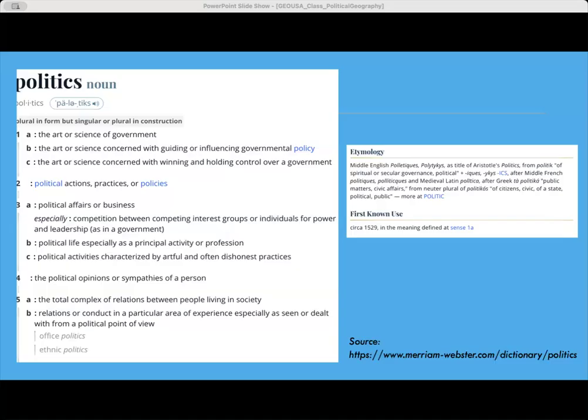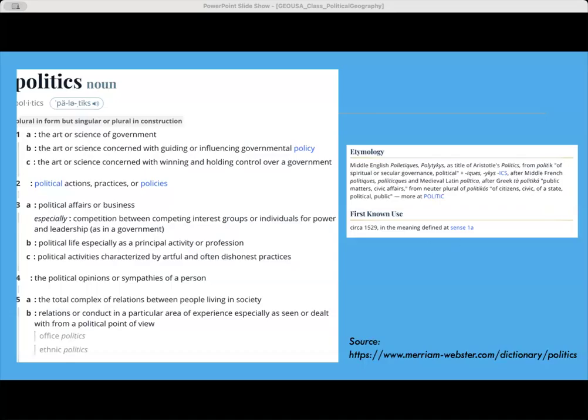And politics, in terms of the origin of the word, comes from the Greeks. It comes from politiques, and particularly from the title of Aristotle's Politics, which dealt with spiritual or secular governance. So the same concept is there. It's this idea of forming a form of governing. That's what we talk about when we talk about politics.